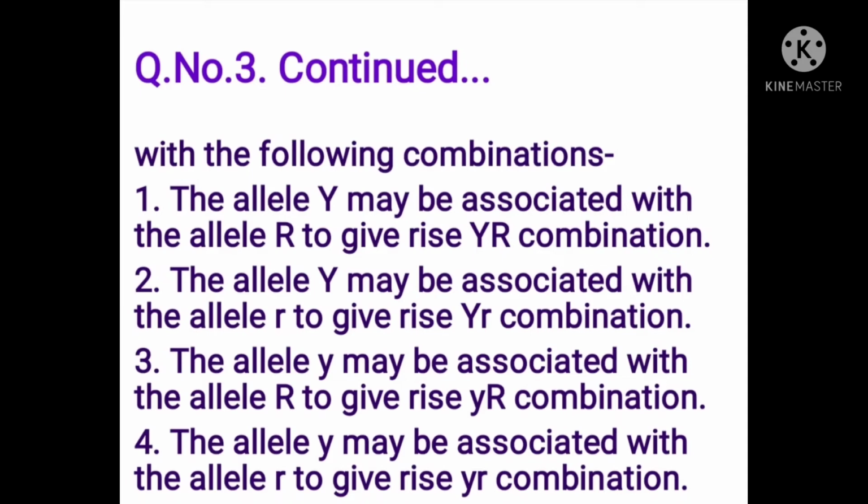Number 1. The allele capital Y may be associated with the allele capital R to give rise to the capital Y capital R combination. Number 2. The allele capital Y may be associated with the allele small r to give rise to the capital Y small r combination. Number 3. The allele small y may be associated with the allele capital R to give rise to the small y capital R combination. And number 4. The allele small y may be associated with the allele small r to give rise to the small y small r combination.